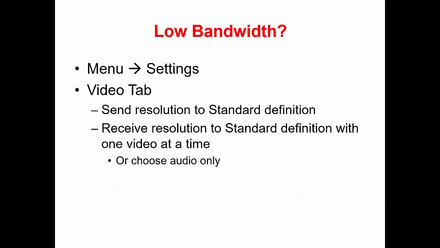Some students may not have very good internet access. How do they participate? Google Meet provides some settings to control this. If you go under menu settings, under the video tab, you can adjust your send resolution as well as receive resolution. You should choose the lowest, which is standard definition. In receive resolution, you should in fact select only one video at a time. Even if this is not working, you can choose only audio. Again, all this is better explained through a demo, so I'll get to that.